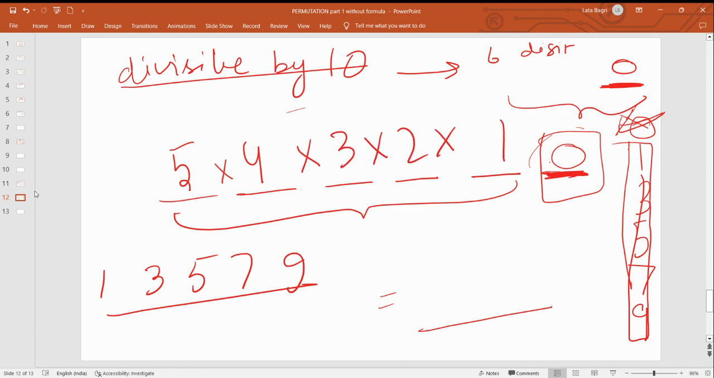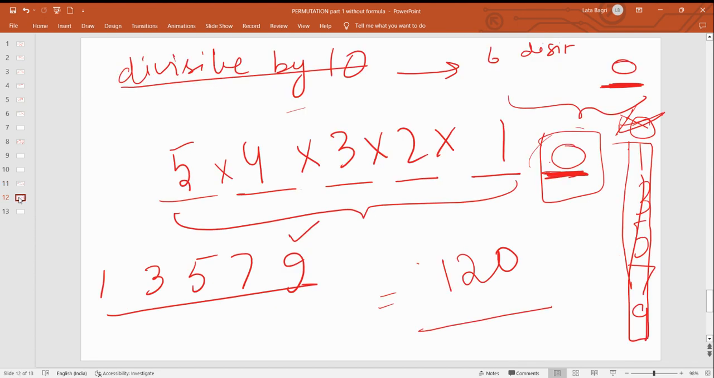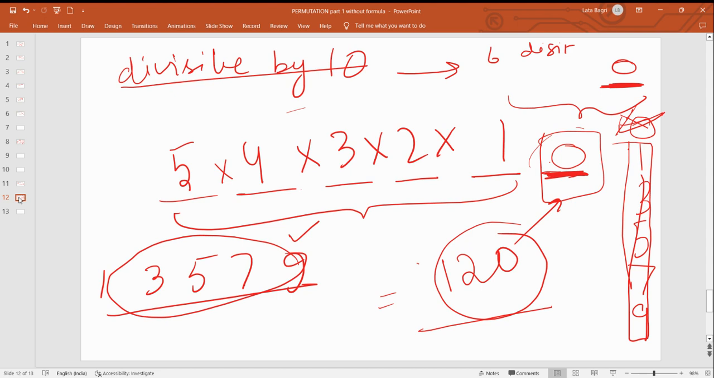By now, you should know why I have written this, because one digit I will use, then I have four options left. So like this, this is 120. So out of all these 600 numbers, there are 120 numbers in which 0 is in the last place. And all these numbers are different arrangements of the remaining digits that I have. That is, the total number is 120.